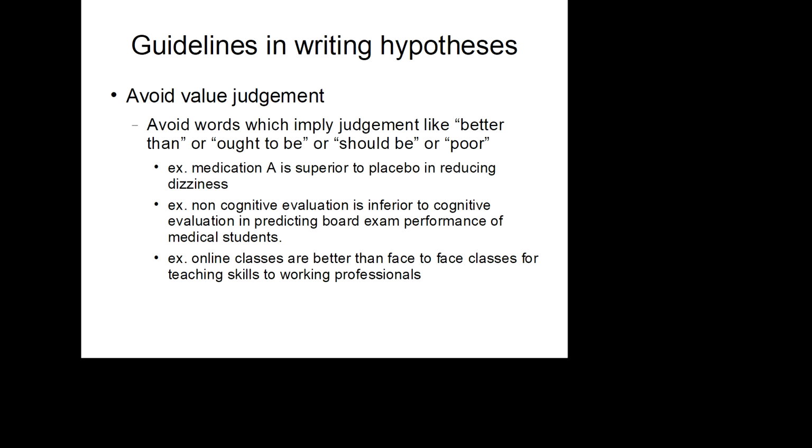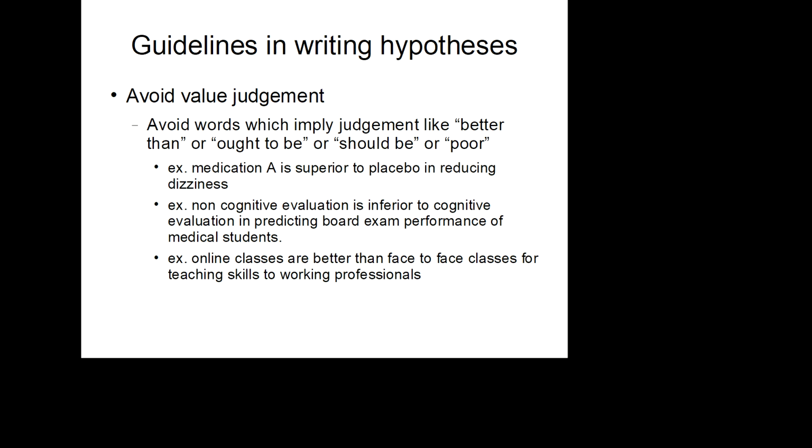So, guidelines in writing hypotheses. First is to avoid value judgment. Avoid words which imply judgment, like "better than," "ought to be," "should be," or "poor." Why? Because this implies bias.